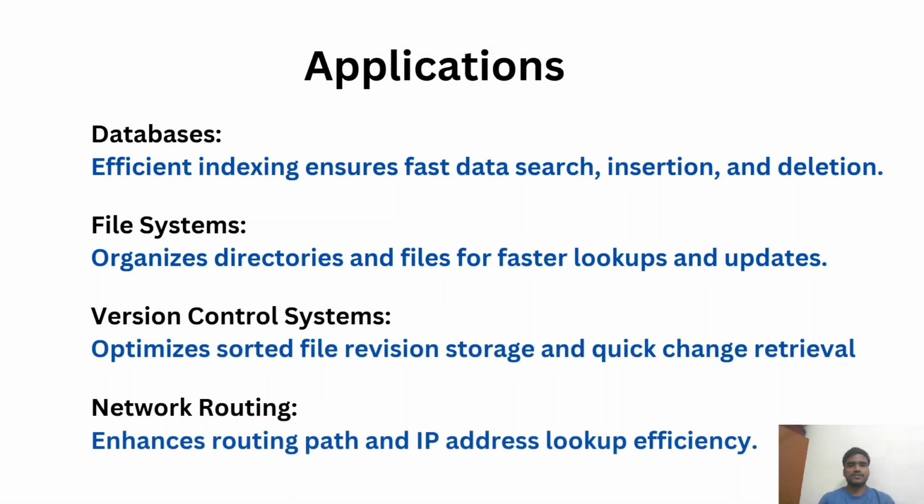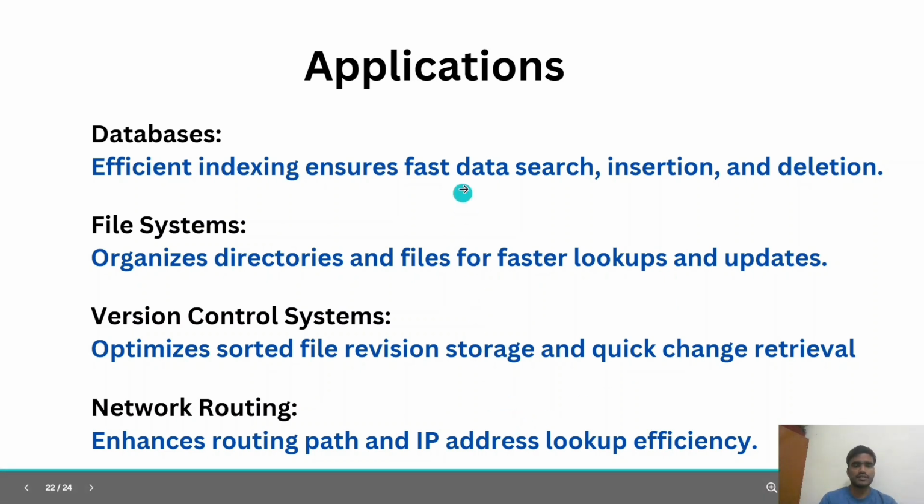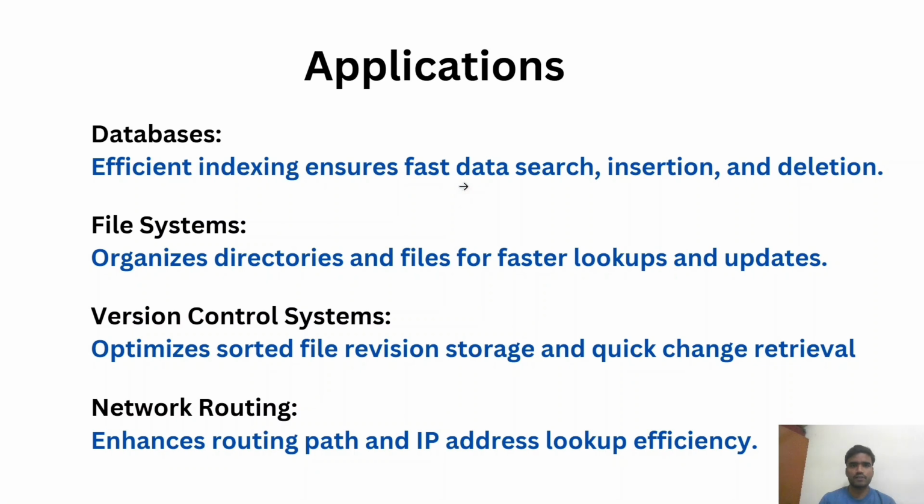Here are some applications of AVL trees. We use AVL trees in databases for fast data search, insertion, and deletion. We know databases are very complex, so we use AVL trees to assign data to the nodes so that we can quickly insert, delete, or search. It is also used in file systems, data organization in our computer systems, and version control systems. In network routing, we know that there are very many IP addresses to be managed, so we use AVL trees there also.